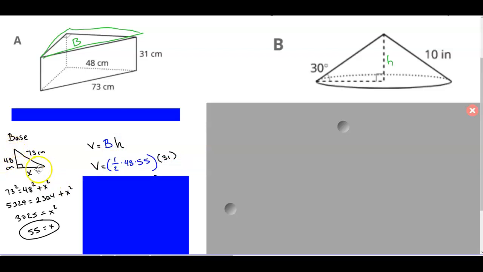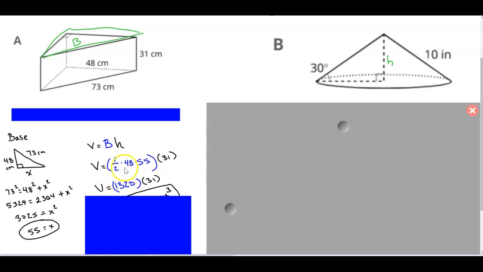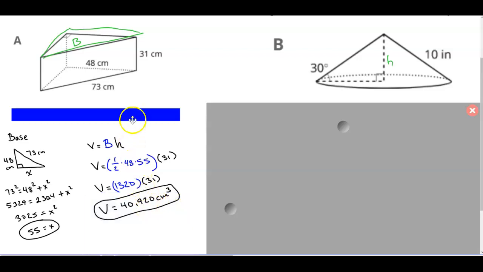Well, the base is 55. The height on the triangle is 48. And then the height of the solid is 33. So I did the base first. I ended up getting the area of the base is 1320, the height of 31. Multiply those together, and you get 4,920 centimeters cubed.